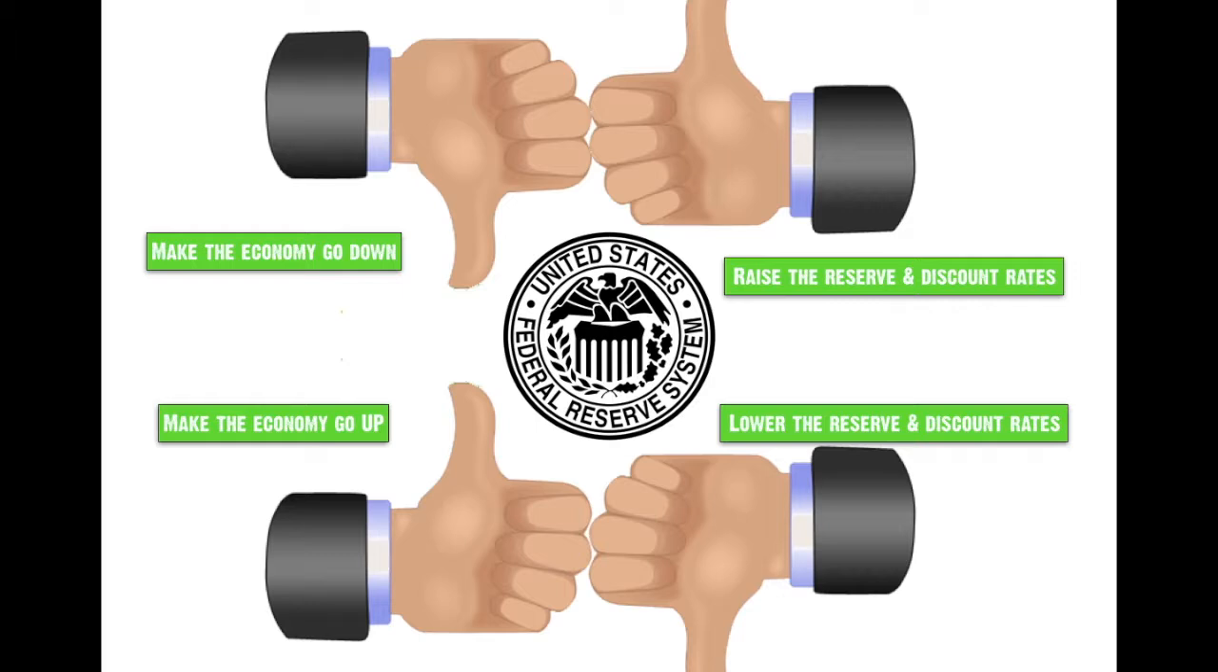And of course, my very famous thumb technique to remember how these things work. So if your left thumb is the economy and you put your thumb down, well then your right thumb is what you're going to do to fix the problem. So if we want to make the economy go down, your left thumb is down, your right thumb goes up. If we want the economy to go down, you raise the reserve and discount rates. If your left thumb is the economy and your thumb is up, that means you want to make the economy go up, so you lower the reserve and discount rates, your thumb goes down. Very famous thumb technique.